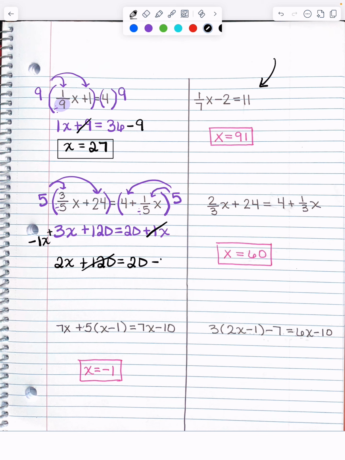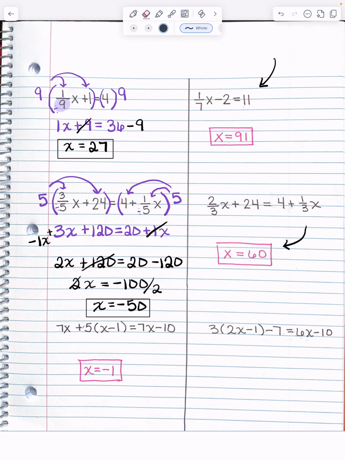Subtract the 120. So that gives me 2x equals negative 100. Divide both sides by 2, and that gives me x equals negative 50. Okay. Again, I put another example here, similar, different values, and your solution should come out to x equals 60. If you don't get that, make sure you bring it tomorrow so we can look at it to see what little hiccups there are.